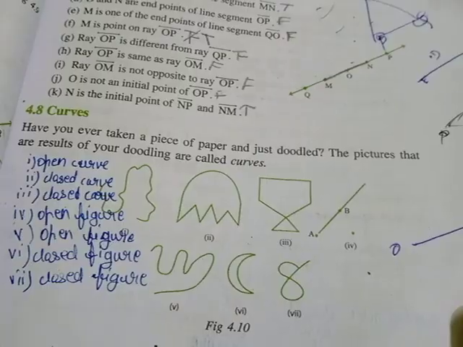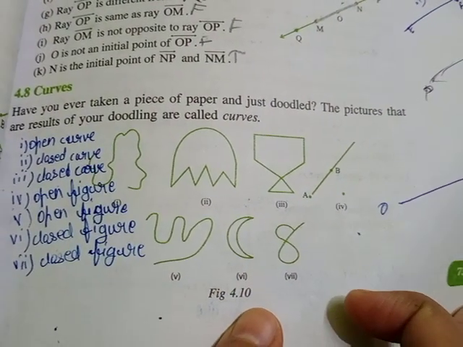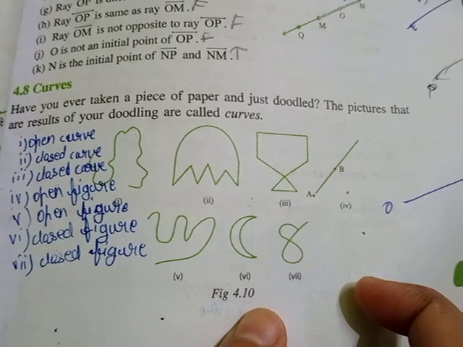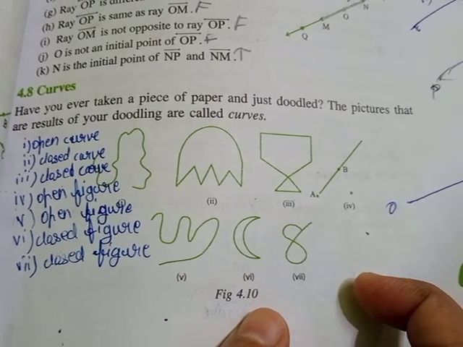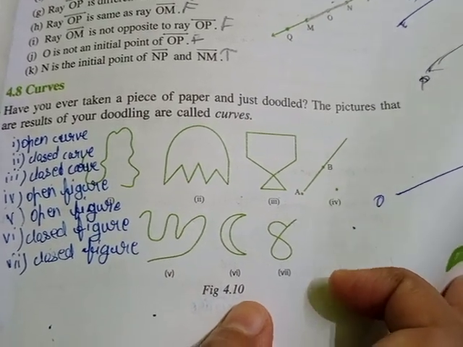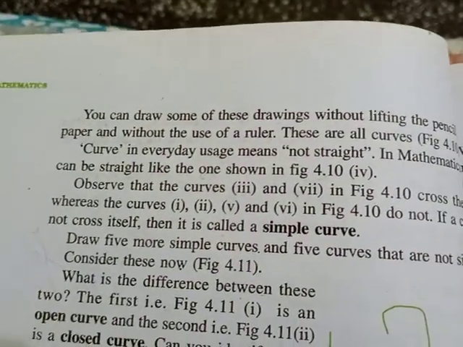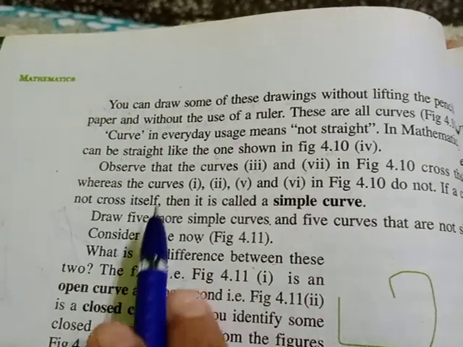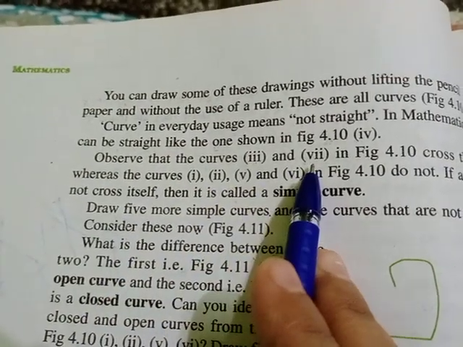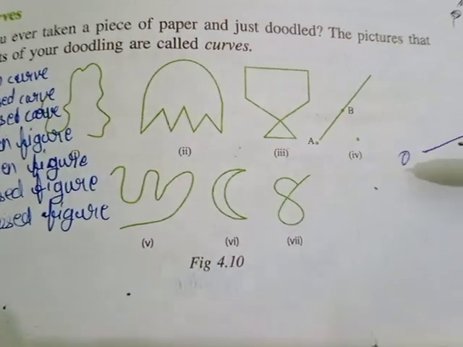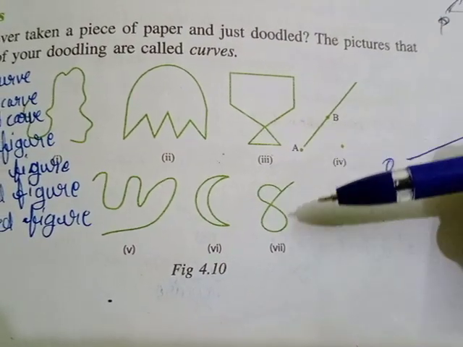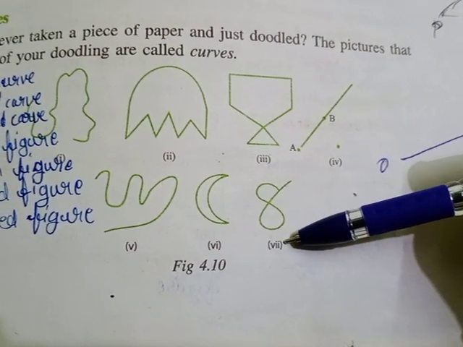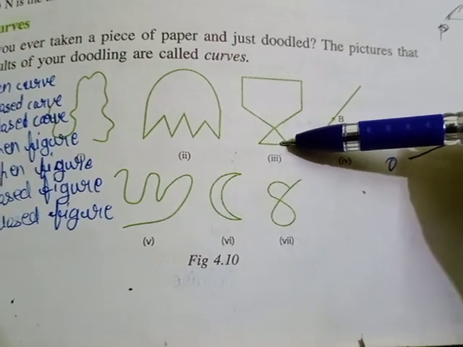And how are curves made? Just by doodling on the paper sheets. It is not necessary to know that; just keep in mind the two types of curve. One is open and another is closed. Then you see here, observe the curves 3 and 7. You see here 3 and 7. This is your seventh one, and this is your third one.